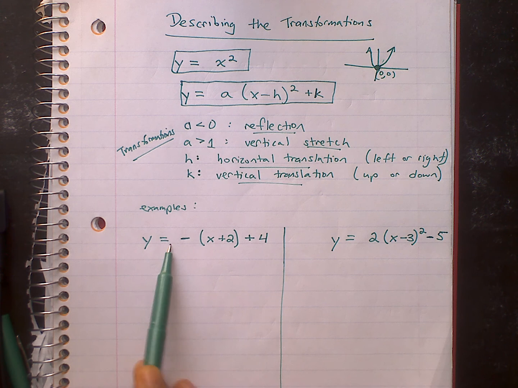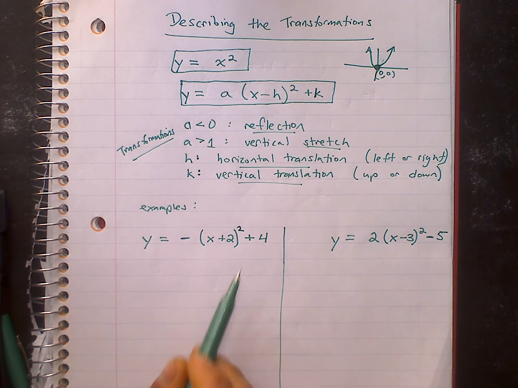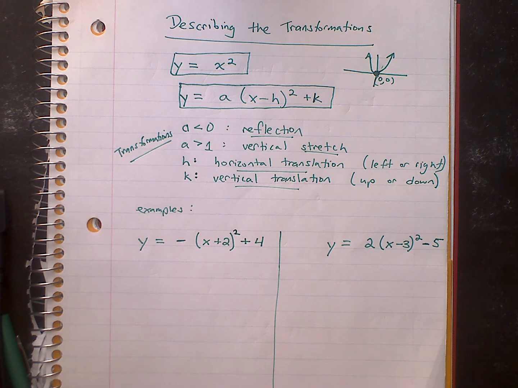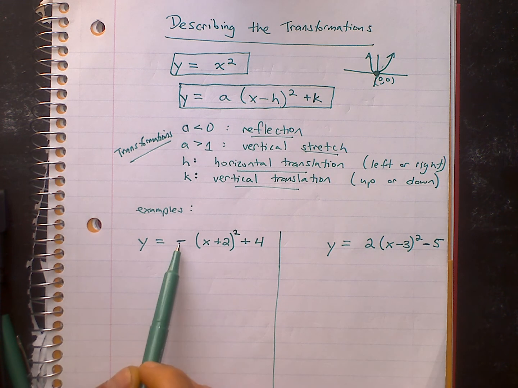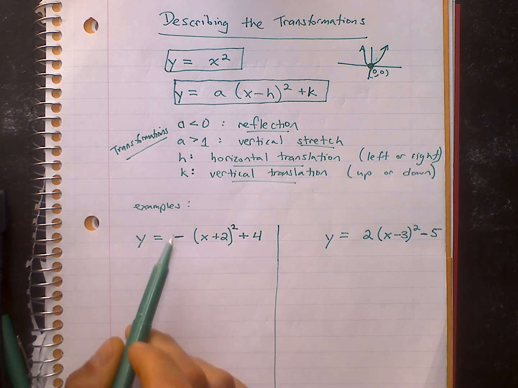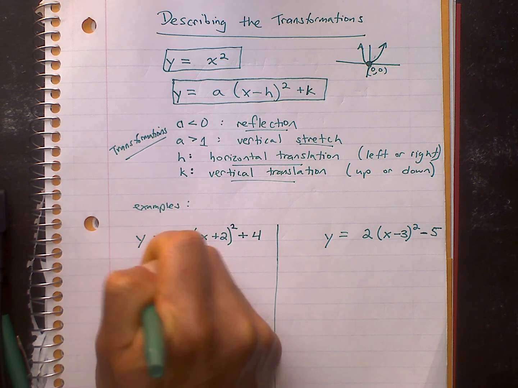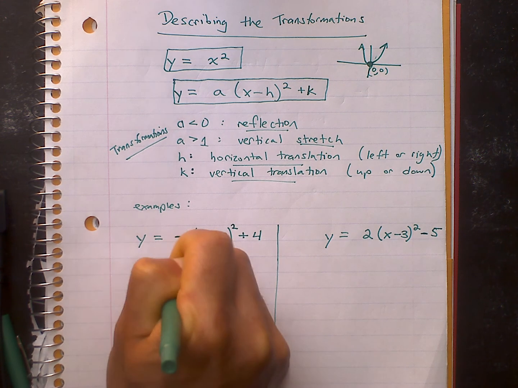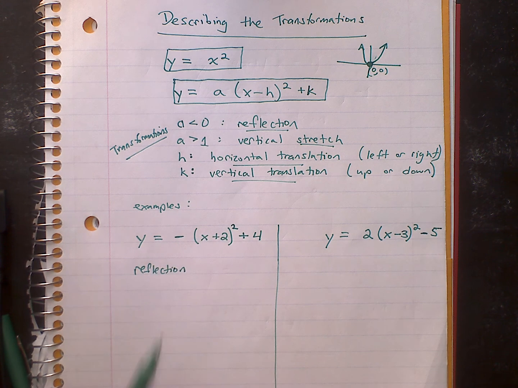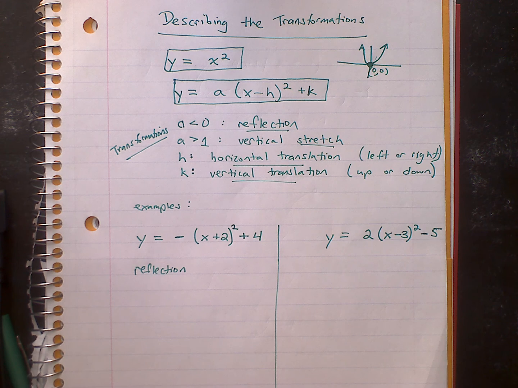y equals negative (x plus 2) squared plus 4. So we have our quadratic equation. The a value is negative 1, as you can tell by the negative sign out in front. And that is a negative, so that means there is going to be a reflection. In other words, the parabola is going to have to open down because the original one was opening up. So there's a vertical reflection.